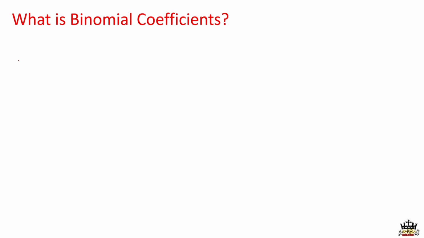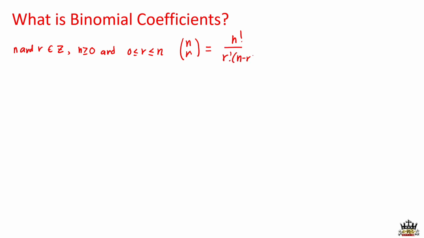What are binomial coefficients? Suppose n and r are elements of the integers, where n is greater than or equal to 0, while r is greater than or equal to 0 but less than or equal to n. Then the binomial coefficient is written n r, read as n choose r, or n objects taken r at a time, which is defined as n factorial over r factorial times n minus r factorial.